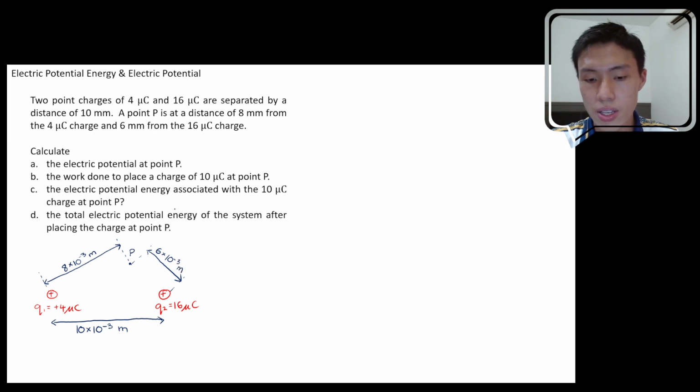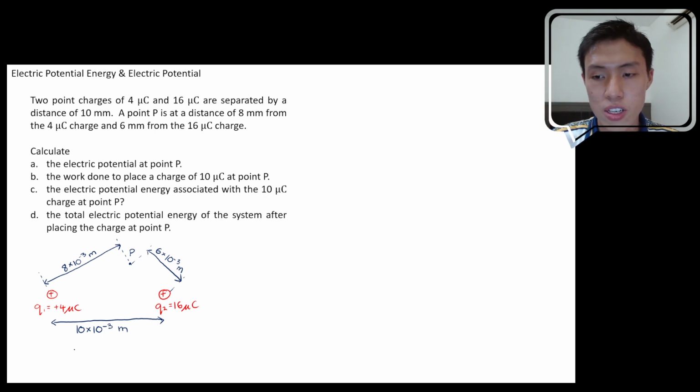Okay, so right now they ask the first question, the electric potential at point P. So we know that the presence of Q1 will produce an electric potential around this room. The presence of Q2 will also create another electric potential around in this room. So at point P here, there will be electric potential, which is a combination of electric potential due to Q1 and electric potential due to Q2. So we need to find both of them.